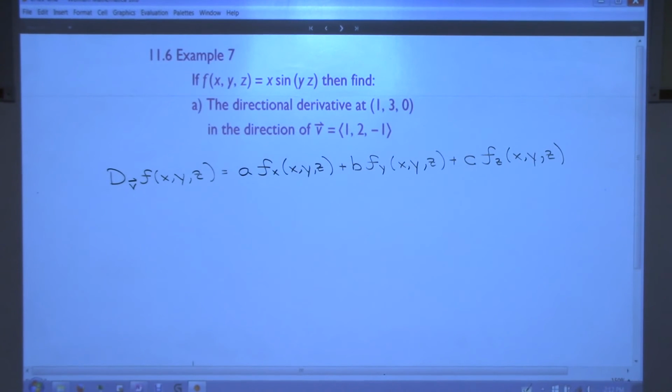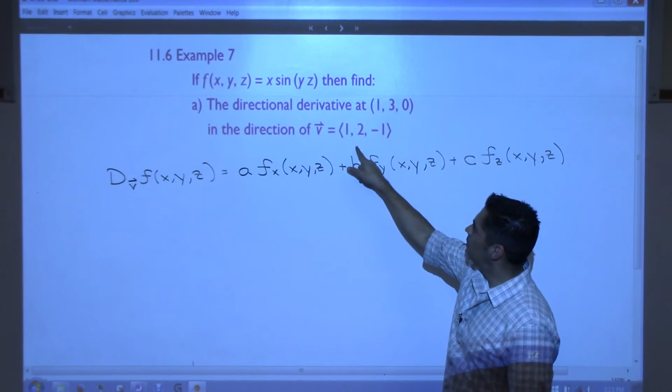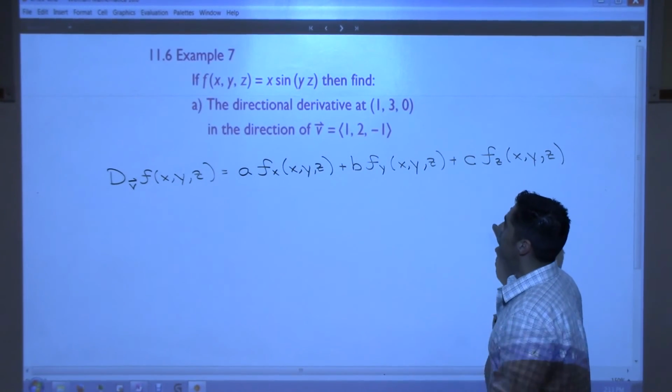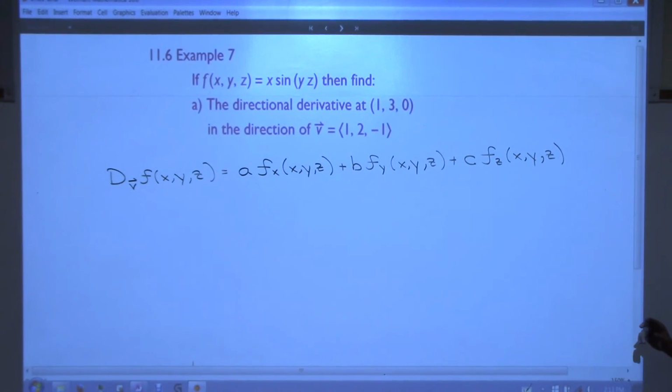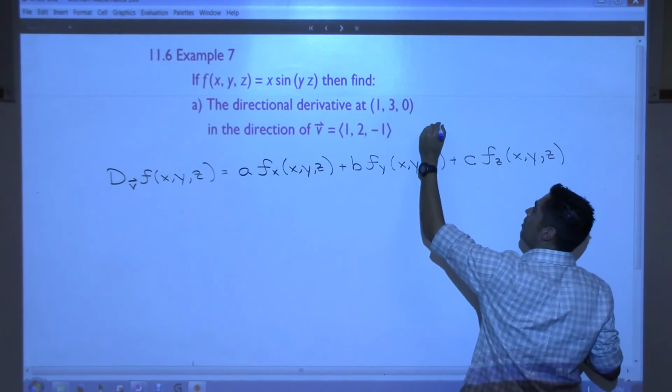What are a, b, and c? Is it 1, 2, negative 1? No, that's not a unit vector. This is not a unit vector, is it? I have to make it a unit vector first, or else it's all going to be off. So what is the length of that vector? Root 6. So if I take this, I'll call it u.